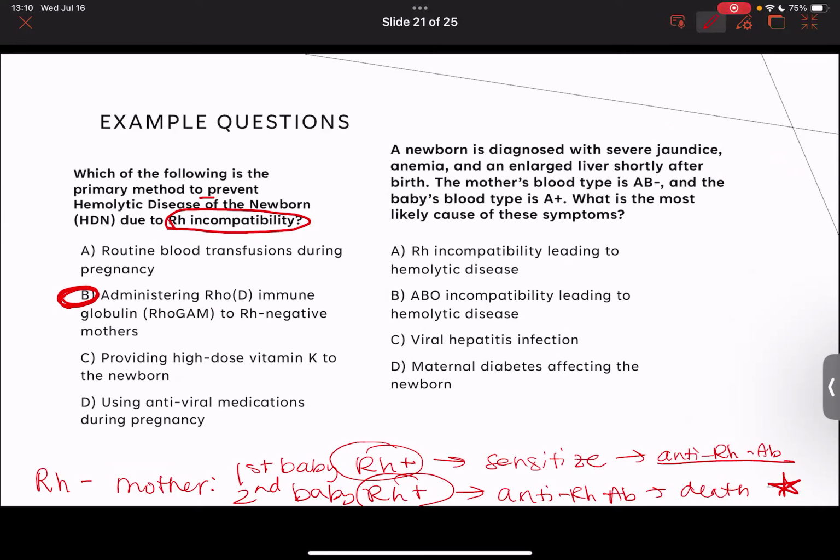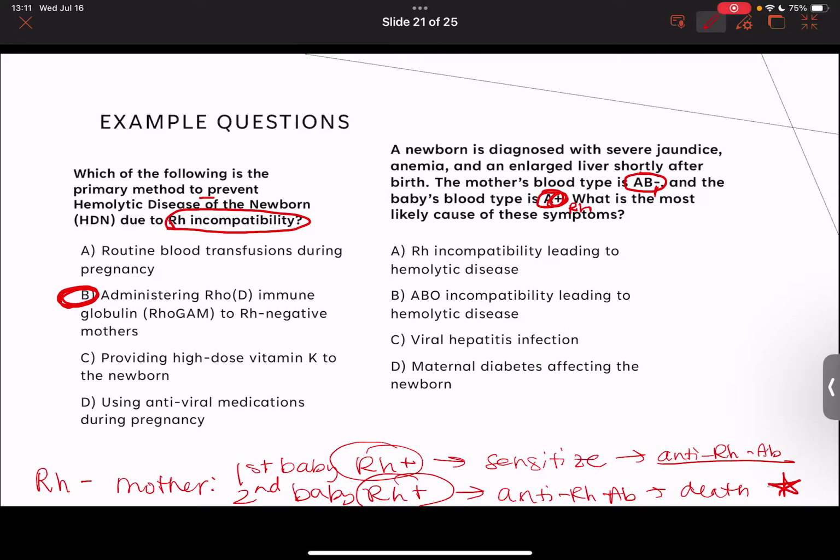A newborn is diagnosed with severe jaundice, anemia, and enlarged liver shortly after birth. The mother is AB negative, and the baby's blood is A positive. So we've got the mother is AB. It doesn't look foreign to her, but she's negative. What does look foreign to her? The positive. This is the Rh factor. So what is the most likely cause of this?